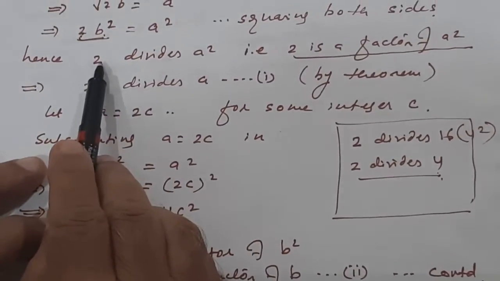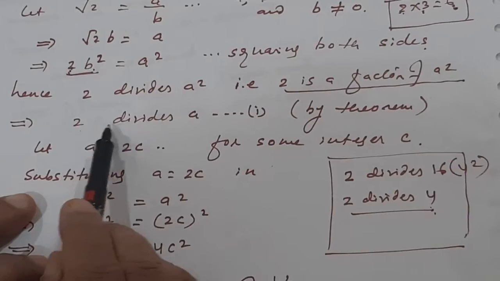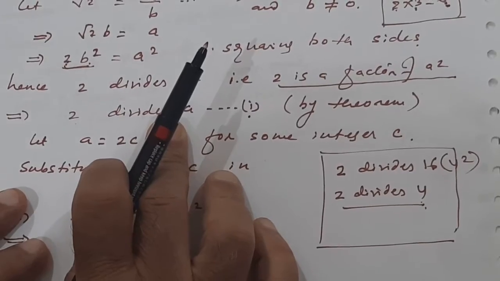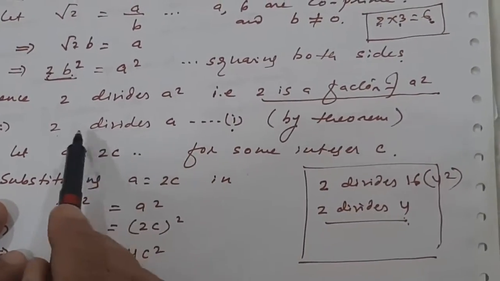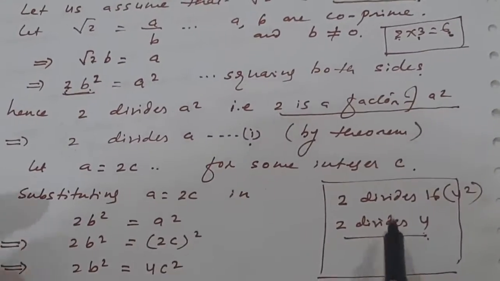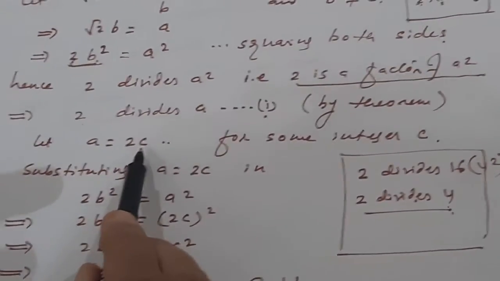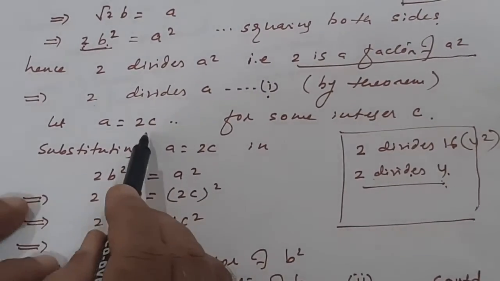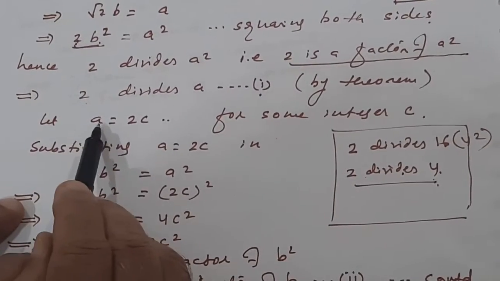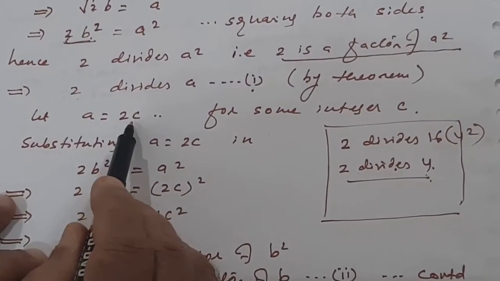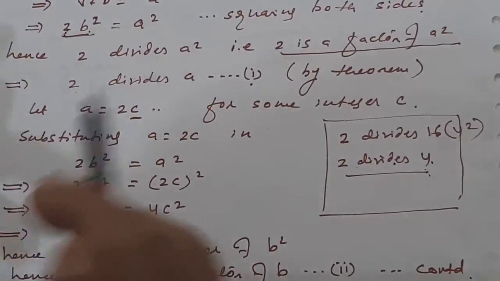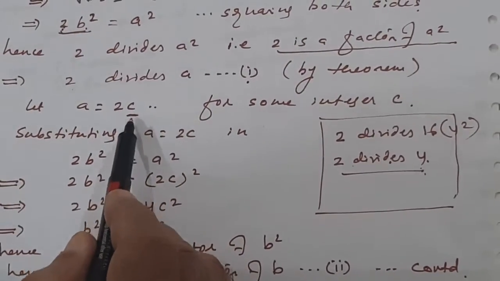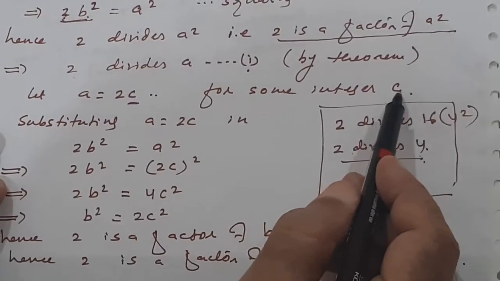Here see, again, 2 divides a square, hence 2 divides a. Take this statement as first, because I am going to use this one. Now when 2 divides a, that means there is one more factor of a. When 2 divides 4, then there is another factor of 4 also. Let that factor be c. So let a be equal to 2c, where c is another factor, because after dividing you get a quotient. When 2 divides a, then you get a quotient. That quotient is c. So a is equal to 2c for some integer c.